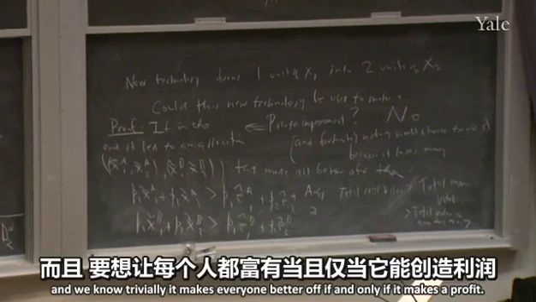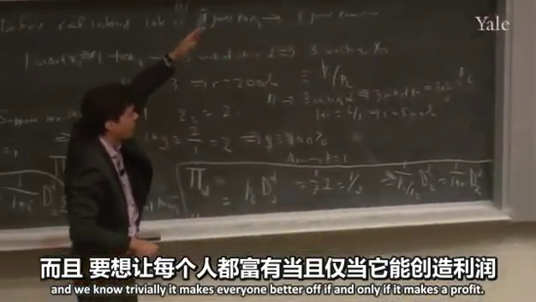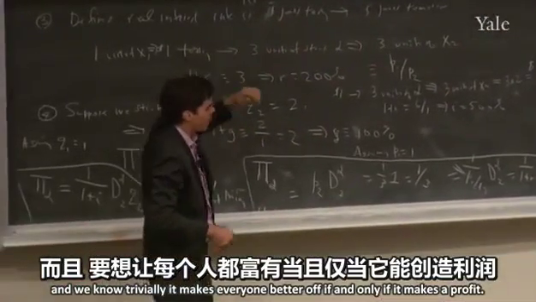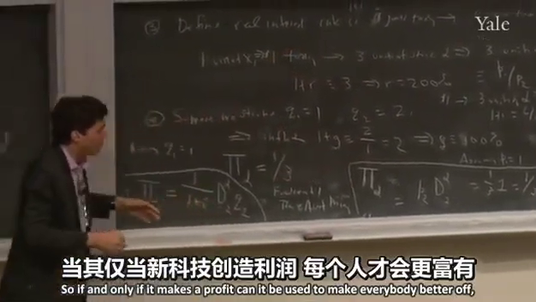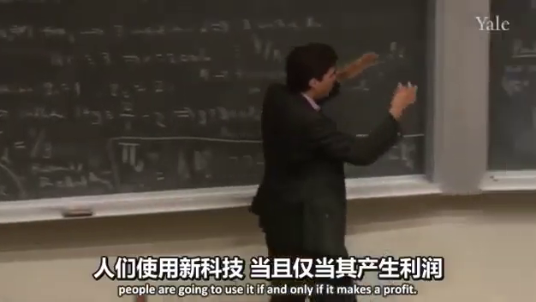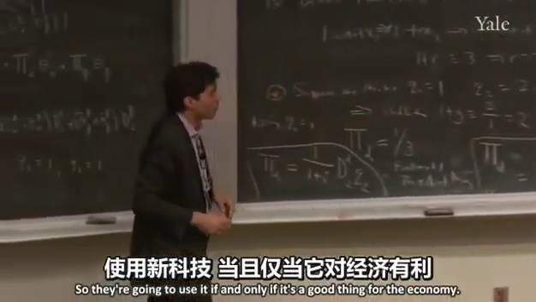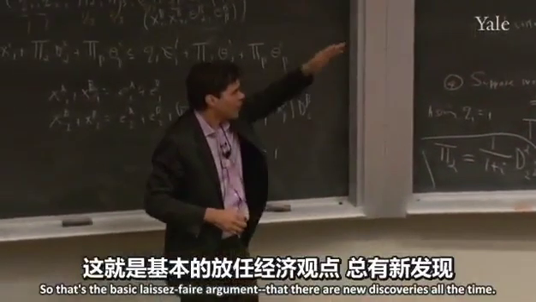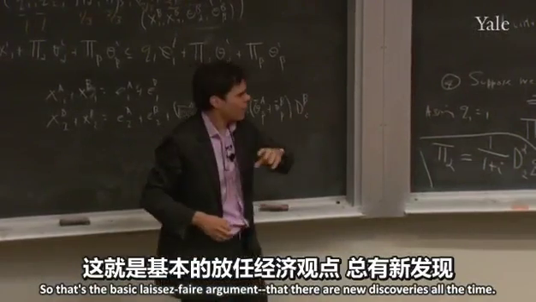And we know trivially that if it loses, okay, it makes everyone better off if and only if it makes a profit. So if and only if it makes a profit can it be used to make everybody better off. And amazingly, in a free market economy, people are going to use it if and only if it makes a profit. So they're going to use it if and only if it's a good thing for the economy. So that's the basic laissez-faire argument, that there are new discoveries all the time.